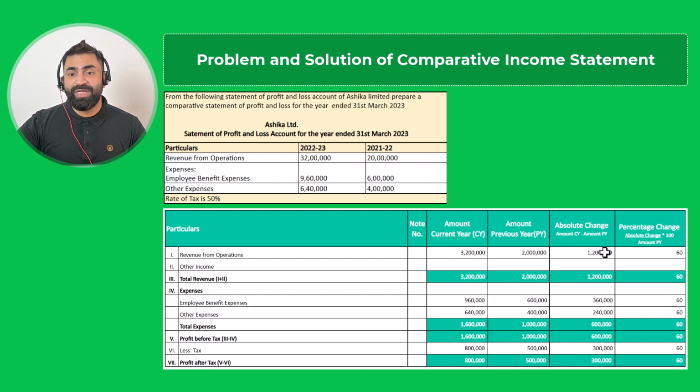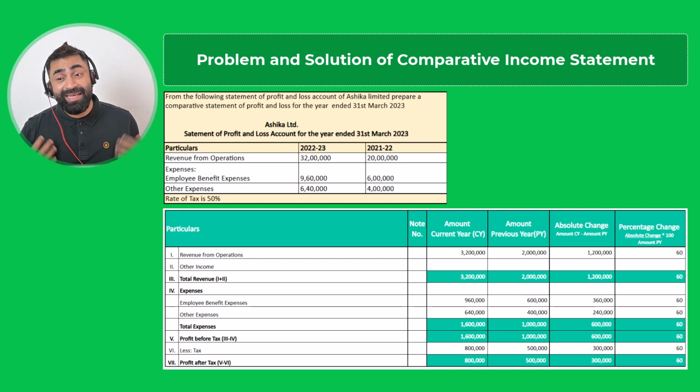So 12 lakhs by 20 lakhs into 100, 60%, right? 3 lakh 60 by 6 lakhs into 100, 60%. 2 lakh 40 by 4 lakhs into 100, 60%. 6 lakhs by 10 lakhs into 100, 60%. 3 lakhs by 5 lakhs into 100, 60%. Wow, 60%. Now everything is 60%.